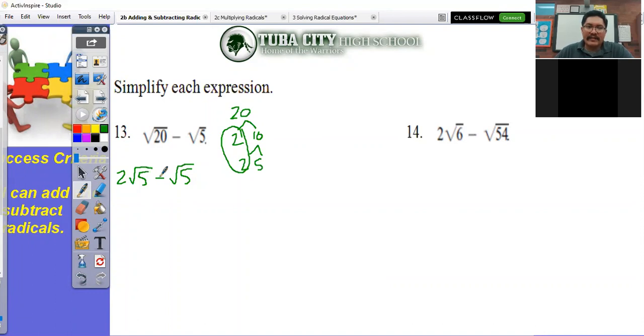So it'd be like 2 minus 1, which would be 1 root 5, but it says simplify, and that usually means put it in the simplest form possible. So in this case, if I had 1 root 5, we don't need that 1 because 1 times anything is always going to be that same number, so it's not going to change anything.